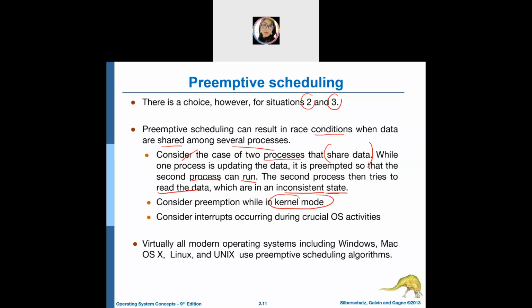Consider that you're also going to have this preemptive scheduling in your kernel mode. And you can also consider to interrupt this preemptive scheduling when there is a queue on the crucial OS activities. Normally, in modern operating systems, including Windows, macOS, and Linux, we are using the preemptive scheduling algorithm. So most of the OS are using this scheduling.